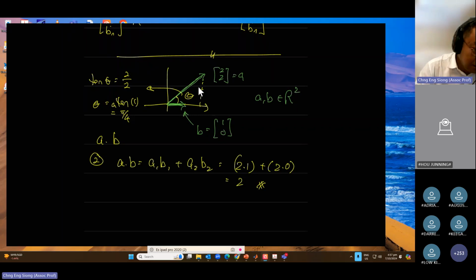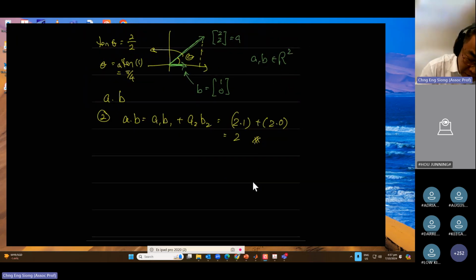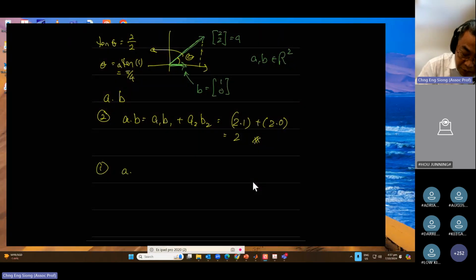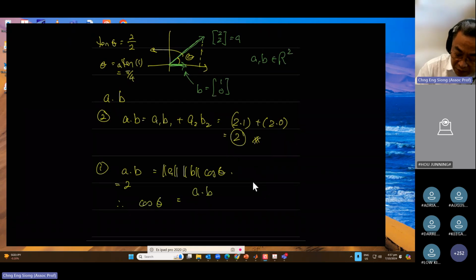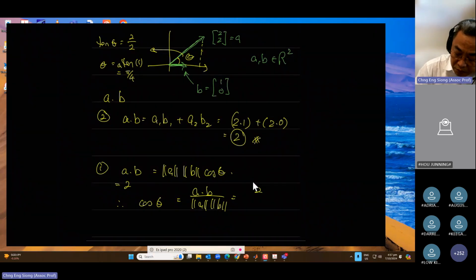Now, how to calculate it using the dot product? Well, remember the first equation gives us A dot B, and now we get 2, right? 2 equals norm of A, norm of B, cosine theta. Therefore, cosine theta equals A dot B divided by norm of A, norm of B. Now, A dot B is 2.